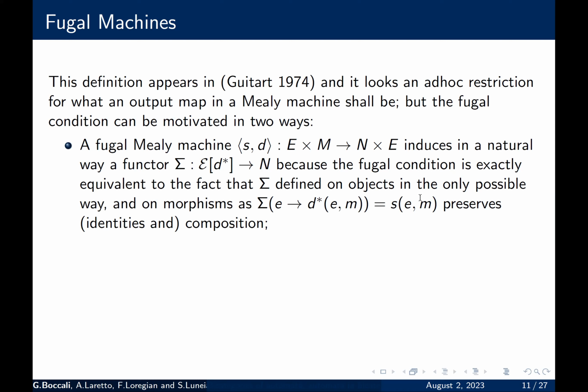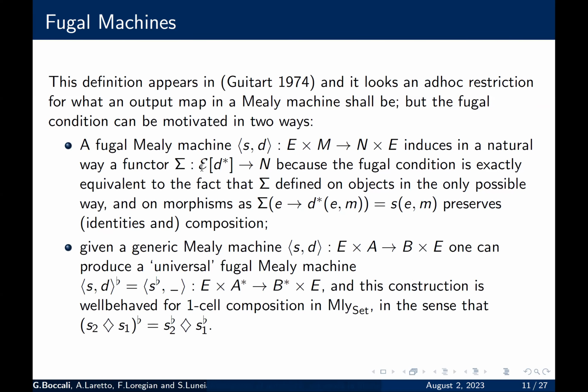This condition is exactly equivalent to the possibility of defining a functor, big sigma, from the displayed category, given by the category of elements of the action induced by this star, to the monoid n, because the fugal condition gives us the possibility of preserving identities and composition.